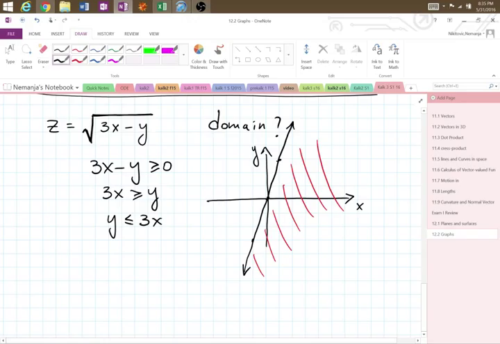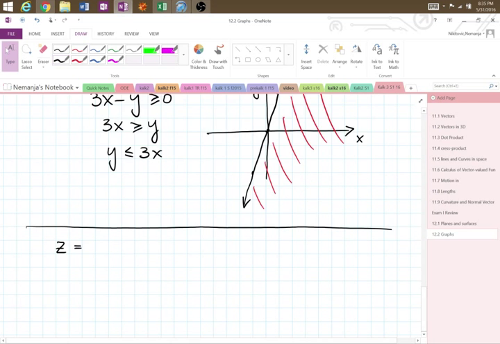So that's the story about the domain. Actually, let's do one more. See what you guys are going to come up with. I'm interested in what you're going to come up with for this.